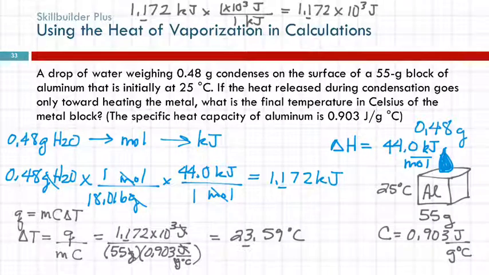Is that the final temperature of the aluminum? No. That's the change in temperature. Because think about it, the water condenses, it's putting heat into the aluminum, the temperature should go up, right? If this is the final temperature, it started out at 25, then it went down, so that's not going to work. This is telling us that the temperature increased 23.59 degrees, so we need to add that to the 25.